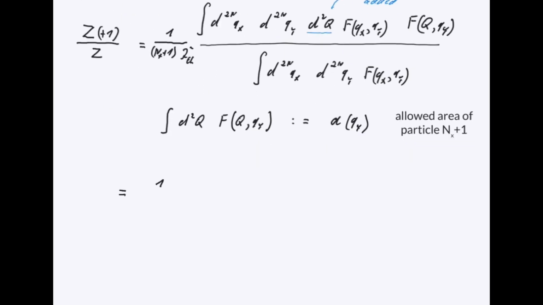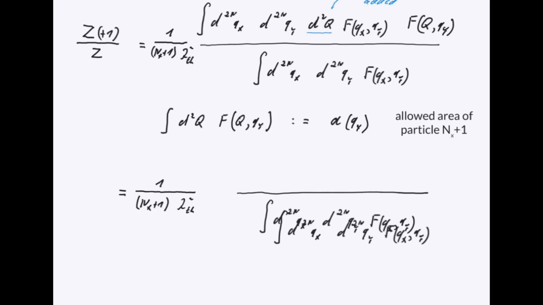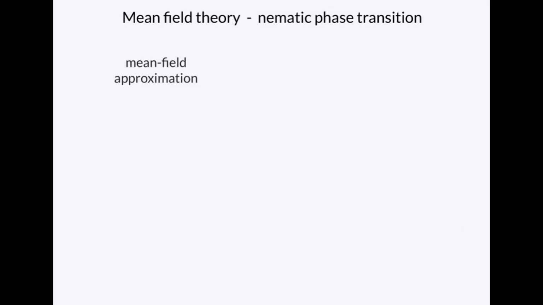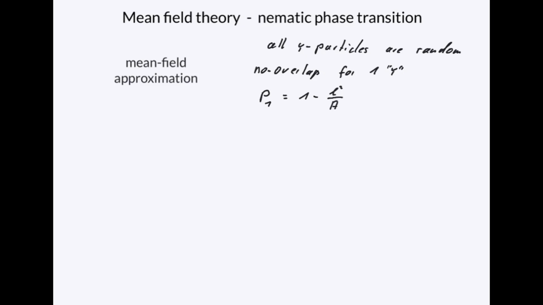Now, filling in our definition into the prior equation, we see that the ratio that we just obtained is nothing else like the mean allowed area for this additional particle. We now assume that all y particles are randomly placed into the area A. Hence, the mean probability that placing a particle x at any position within the area A, given that there is already one y particle around, is P1 equal to 1 minus L squared divided by A.